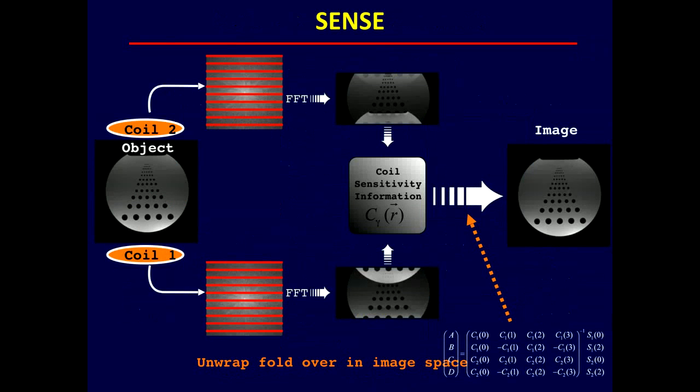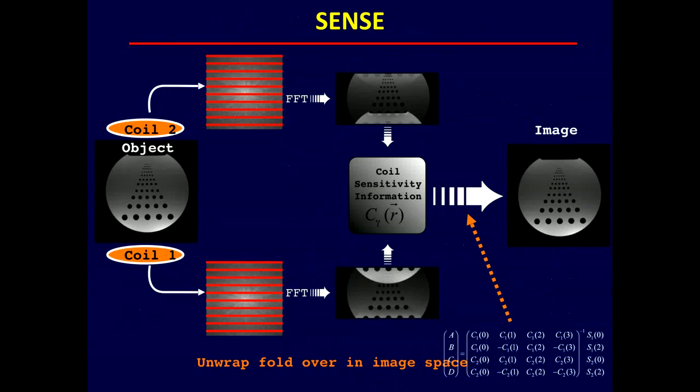So here's a technique called SENSE. This is really one of the first, most widely used parallel imaging techniques, and I think it's a very general framework for any other parallel imaging techniques. What it does is, again, we have multiple coils, and we skip the k-space lines, every other line in the case of rate 2 acceleration, and we have aliased images.